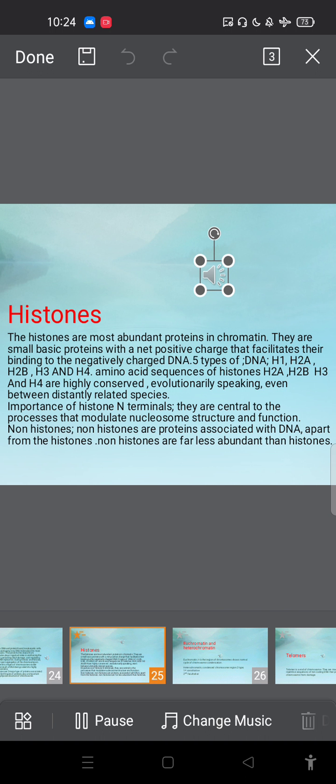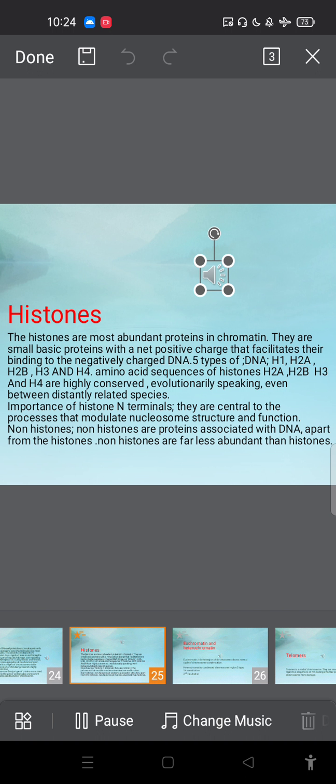Amino acid sequences of histones H2A, H2B, H3 and H4 are highly conserved, evolutionarily speaking, even between distantly related species. Evolutionary conservation of these sequences is a strong indicator that histones perform the same basic role in organizing the DNA in the chromosomes of all eukaryotes. Histones play a crucial role in chromatin packaging.